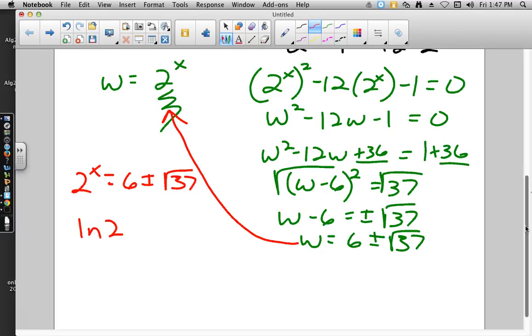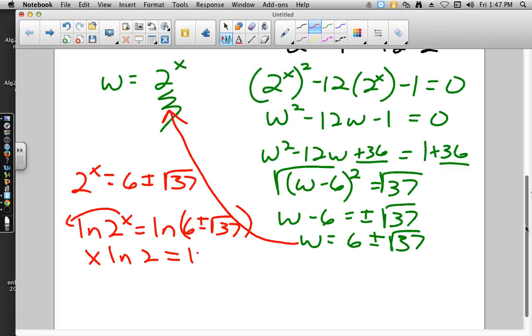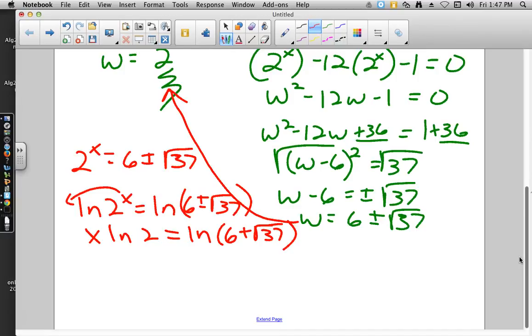So we'll have the natural log of 2 to the x equals the natural log of 6 plus or minus the square root of 37. And we need to think for a second. When we do that, this x is going to come forward, so x natural log of 2. But on the right-hand side, the square root of 37 is a little more than 6. So 6 minus the square root of 37, that's going to be something negative. And we can't evaluate the natural logarithm of something negative. So I'm not even going to take that plus or minus with anymore. I'm just going to have that be 6 plus the square root of 37, because the other solution was extraneous.